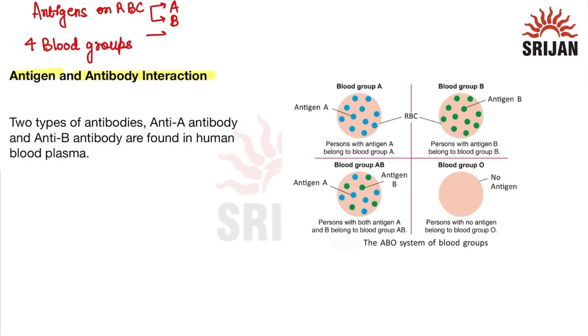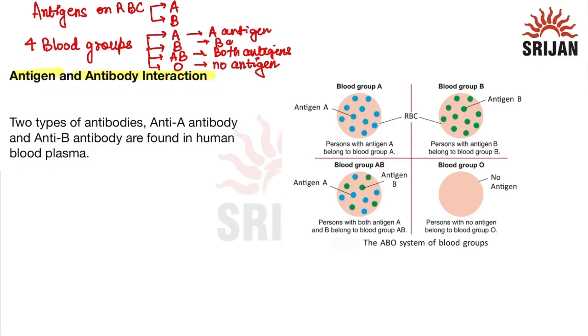in the human population. First blood group is blood group A, second is blood group B, third is AB. On AB blood group, both the antigens are present on the RBC, and in O blood group, no antigen is present. On AB, both the antigens are present, and in A, A antigen is present, and in B blood group, B antigen is present.